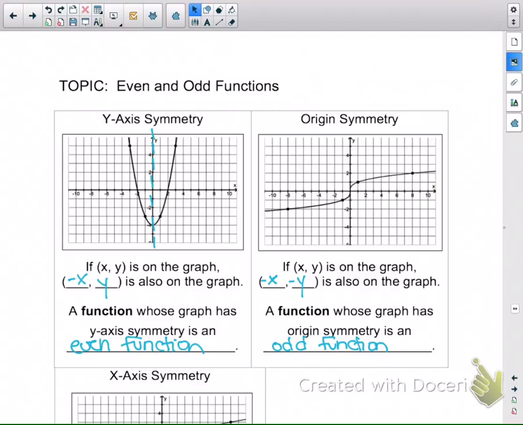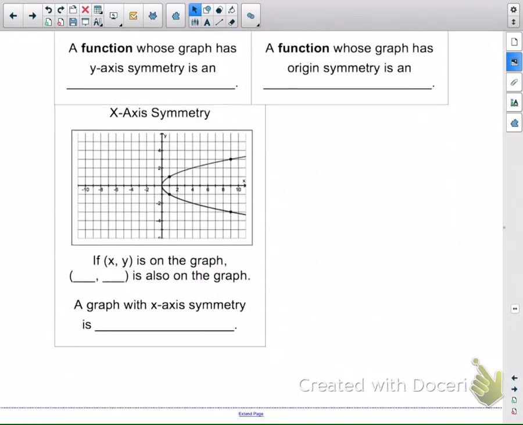If (x, y) is on the graph, (x, negative y) is on the graph. I'll move down to that real quick. (x, negative y) is on the graph. Now, what can we say about this kind of thing? It's got symmetry, but it's not a function. We call it x-axis symmetry, but it wouldn't be on our parent functions because it's not even a function at all. It doesn't pass the vertical line test.